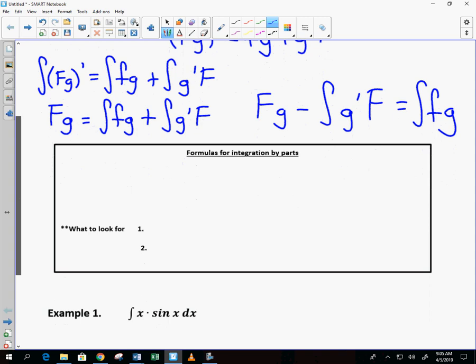Kind of written backwards, so we're going to write it forwards. The integral of fg is equal to big F little g minus the integral of g prime big F. And it's a beautiful thing. It's super helpful.